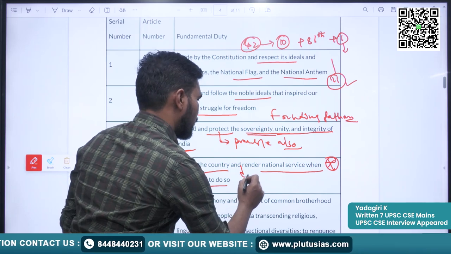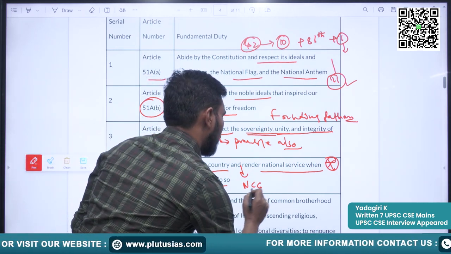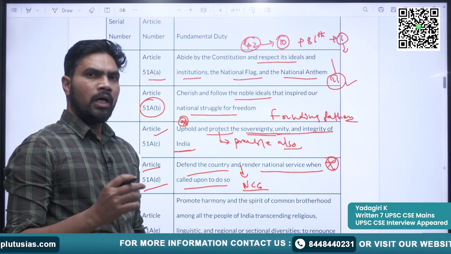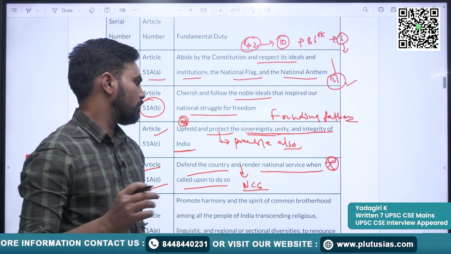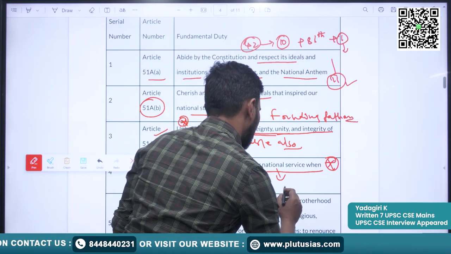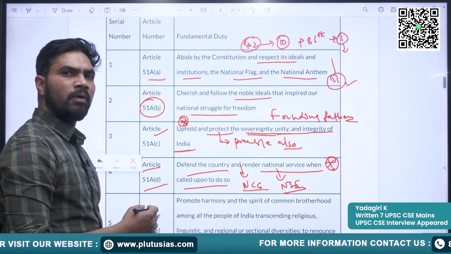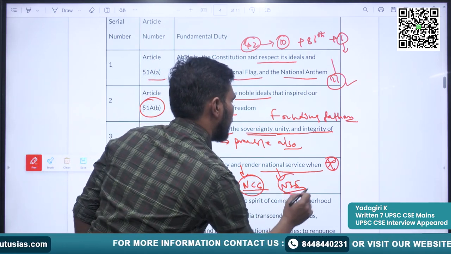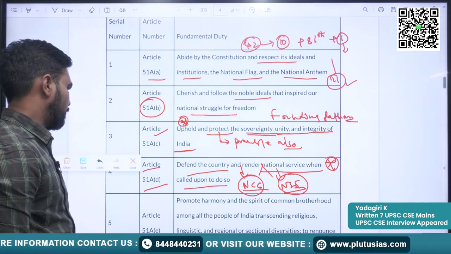The implementation of this can be seen in NCC, the National Cadet Corps. The students are trained on the lines of the armed forces, so a kind of discipline will be taught to them. Similarly, the National Service Scheme, NSS, also basically emanates from this particular duty. So try to remember these two items.